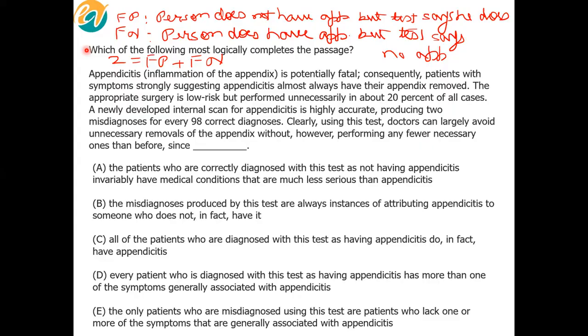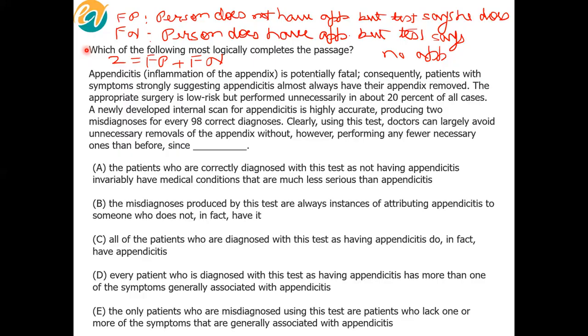Okay. What's the goal? Yes, but what's the goal? Clearly using this test, doctors can largely avoid unnecessary removals of the appendix. Now, unnecessary removal was being performed earlier in how many cases? 20%, right? 20% was unnecessary. So now the goal here is that doctors can largely avoid unnecessary removals of the appendix without what?